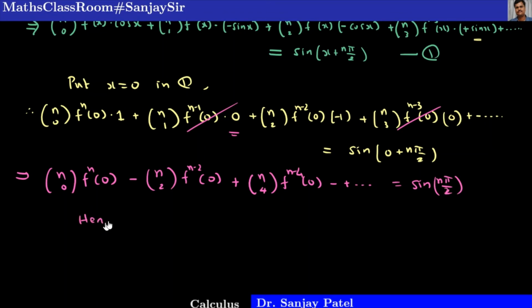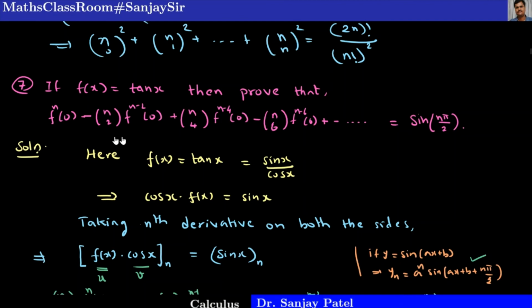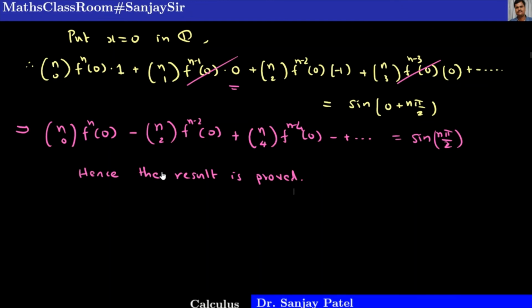So hence the result is proved. You can see here, this is the required result. So we have discussed some interesting problems based on Leibniz theorem and some special problems also. And with this, we come to the end of this first topic of successive differentiation. Okay, thank you.